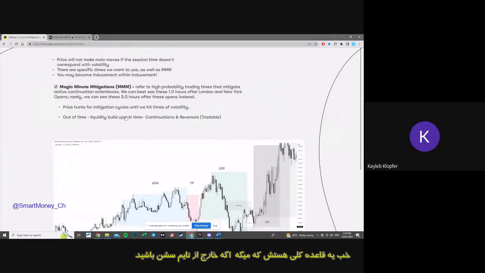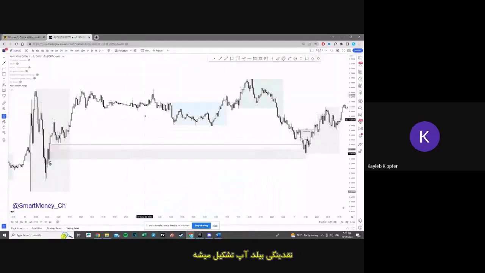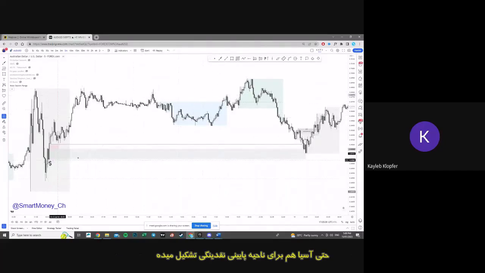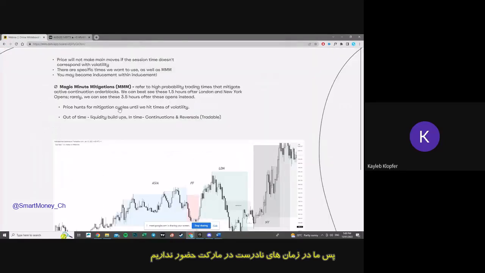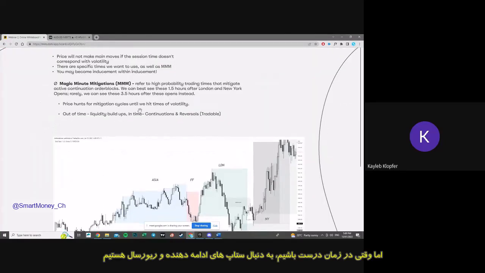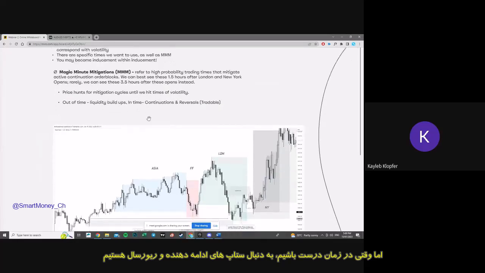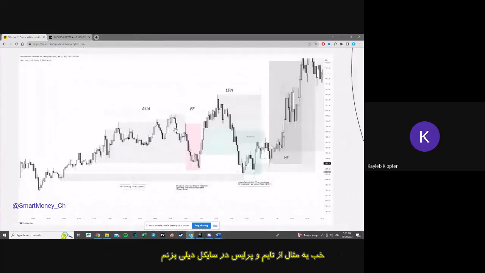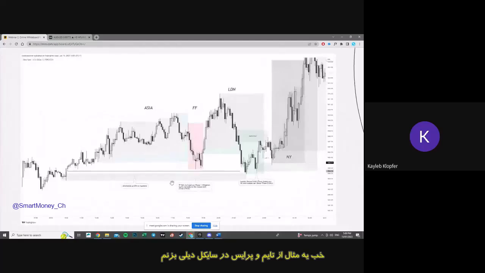Essentially, the rule of thumb is if you're out of your session time, because we want to wait for the right time and price, there will be liquidity build-ups. So like here, we never want to trade here because this is just creating liquidity. Even Asia, just creating liquidity for something down here. So we want to stay out of being in the wrong session times. But when we're in time, when we're following our time protocols, we create continuations and reversals. So let's look at an example of how we use time and price in the daily cycle.